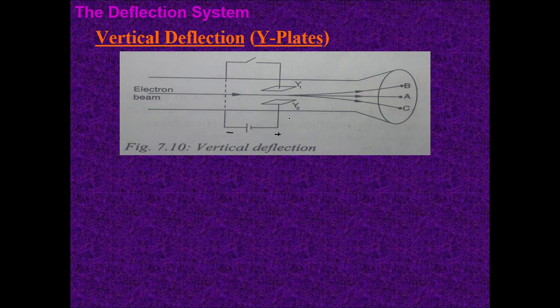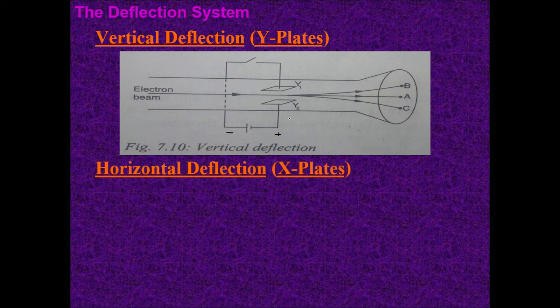But the moment you slow down the speed, you'll notice that it's moving at a specific speed. But the moment the frequency is very high, we shall just observe a line because of persistence of vision. Plates cause deflection in the vertical direction. They are called Y plates. So the signal is fed in through the Y input terminal of the CRO. That's something you need to note.